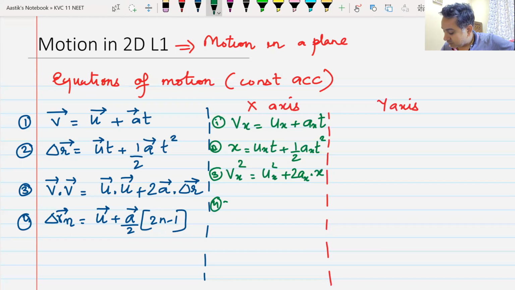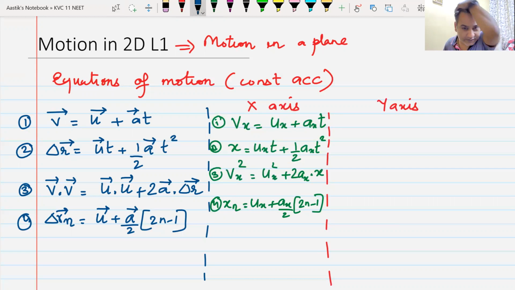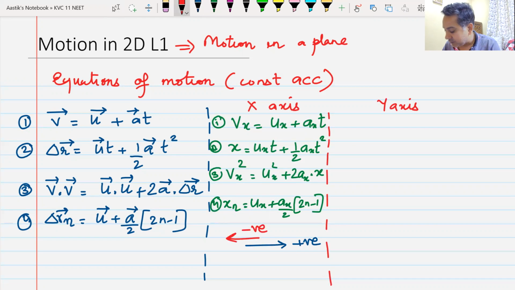Fourth equation, the x coordinate in the nth second can be written as ux plus ax by 2 into 2n minus 1. I hope we understand this, yes or no? But remember, whenever we are making these equations, we are making them with a sign convention, and the sign convention is whatever goes this side is positive and whatever comes this side is negative. Remember, do not forget this sign convention. Do we understand this?